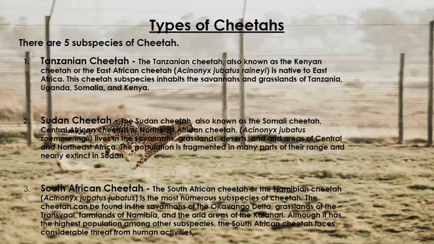So now we have the South African cheetah. The South African cheetah or the Namibian cheetah is the most numerous subspecies of cheetah. The cheetah can be found in the savannas of the Okavango Delta, the grasslands of the Transvaal, farmlands of Namibia, and the arid areas of the Kalahari Desert. Although it has the highest population among other subspecies, the South African cheetah faces a considerable threat from human activities. Okay, two more. Next slide.